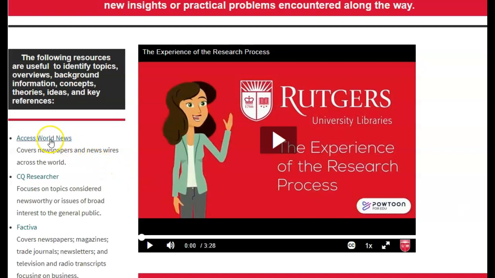The first resource I want to talk about is Access World News. This is the first in a list of general resources that the library is providing to you as a means to get yourself familiar with the topic. This is not really in-depth research. This is not accessing a lot of obscure, difficult, or profoundly useful information. It's just a way of getting a sense of what's going on with your topic so that you can begin digging into it a little further.